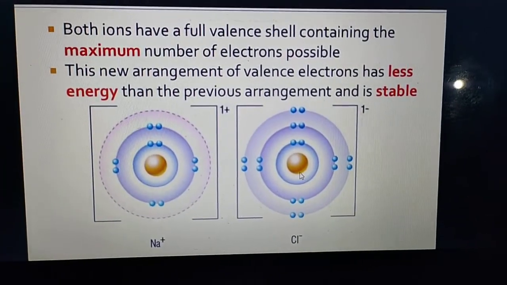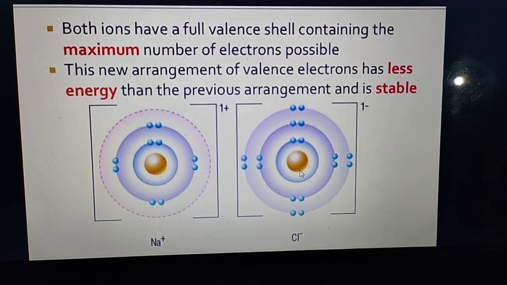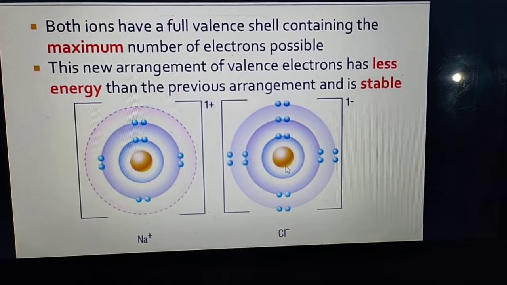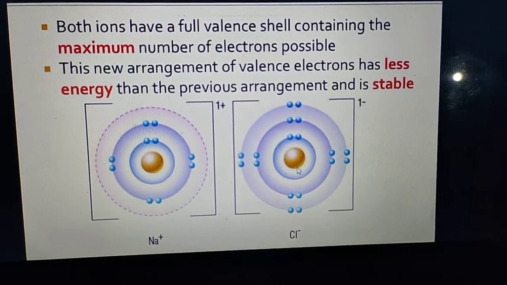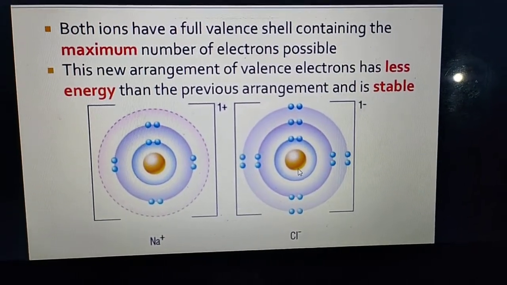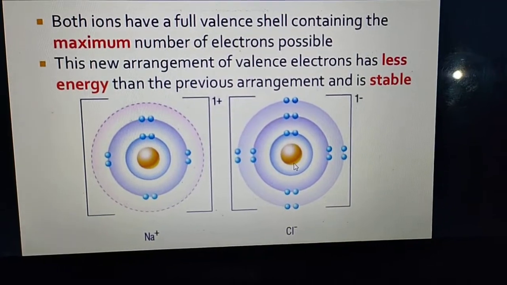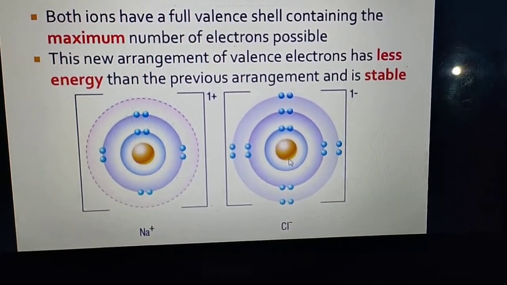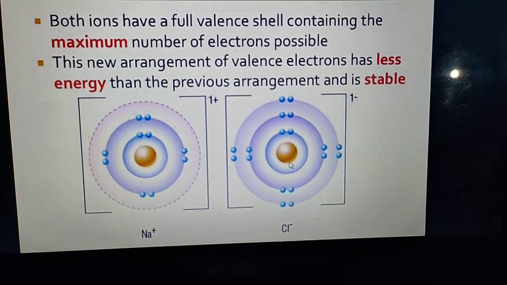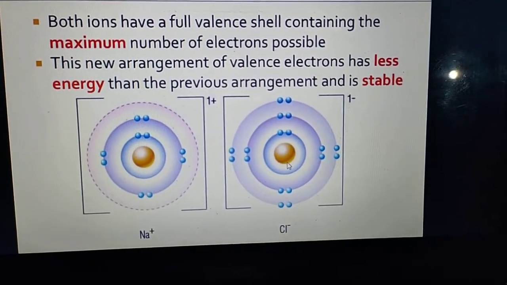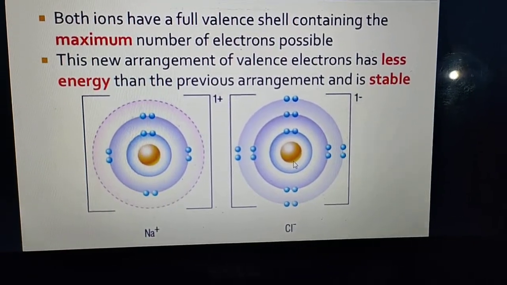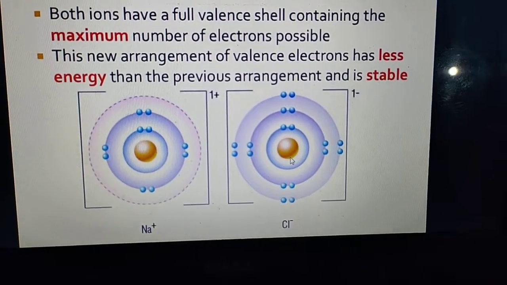Now as you can see here that both ions have a full valence shell containing the maximum number of electrons possible. In sodium 2, 8, in chlorine 2, 8, 8. So this new arrangement of valence electrons, that is Na plus Cl minus, has less energy than the previous arrangement and is stable. So Na plus and Cl minus come closer, form a bond and it is stable.